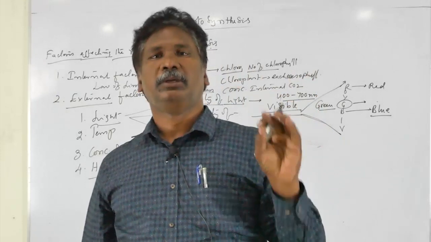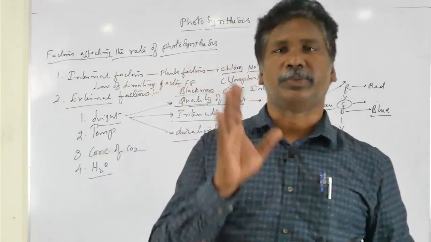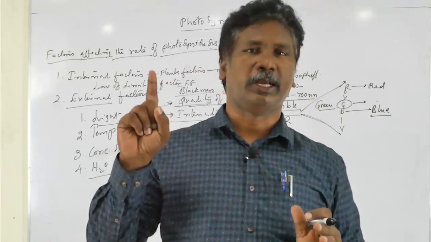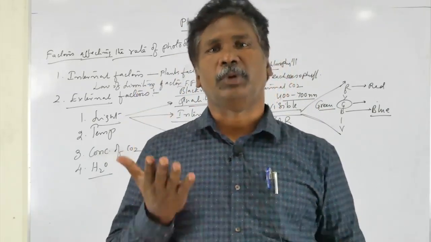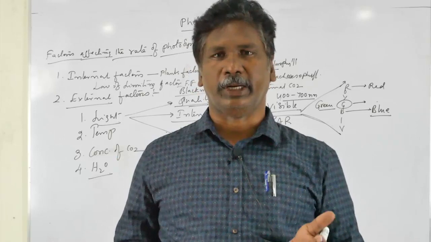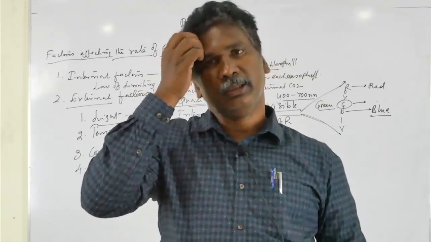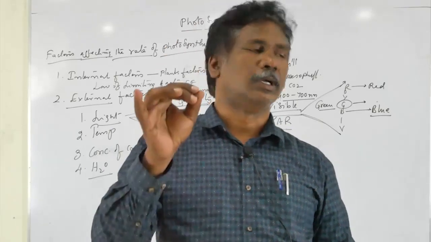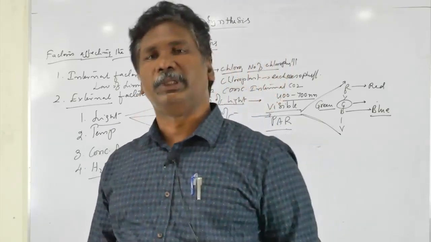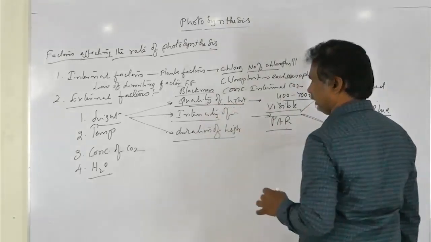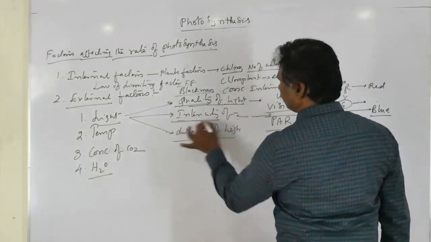So that is the quality of the light. The most suitable lights for the rate of photosynthesis are red light, followed by blue light. When compared with red light and blue light, the rate of photosynthesis is also more within the red light when compared with the blue light. Okay, so that is the quality of light. Next, intensity of the light.